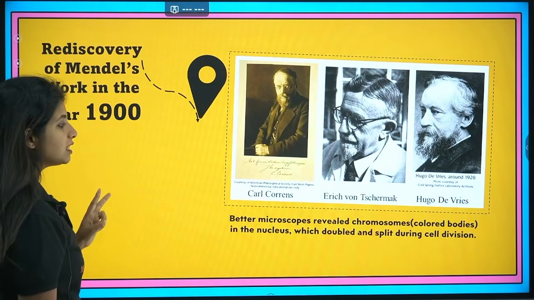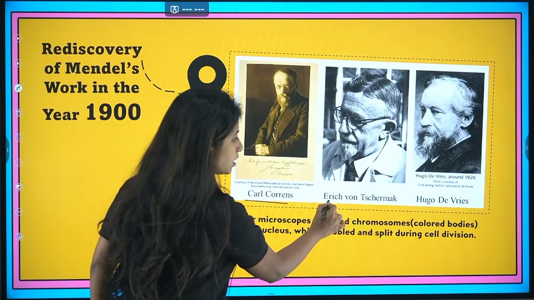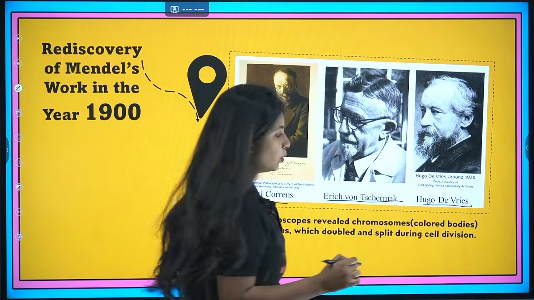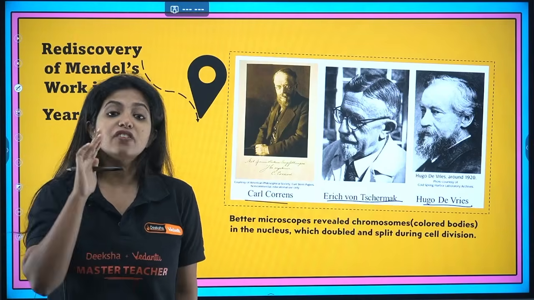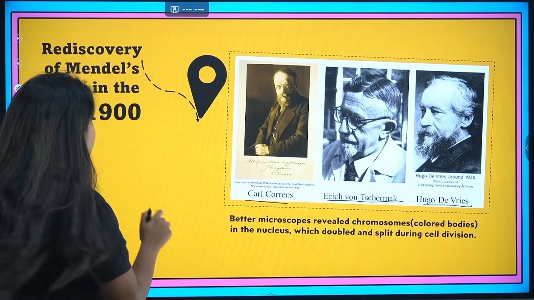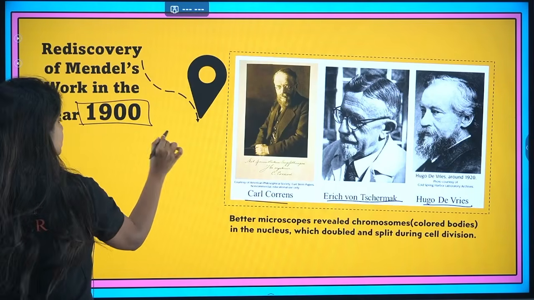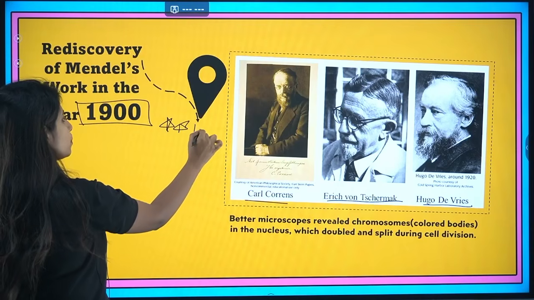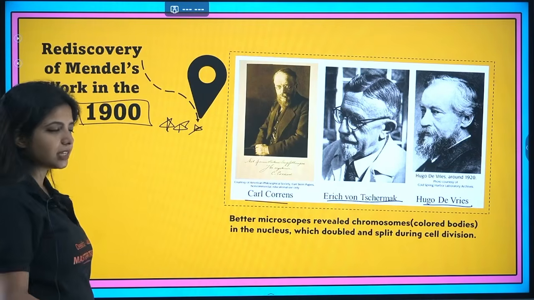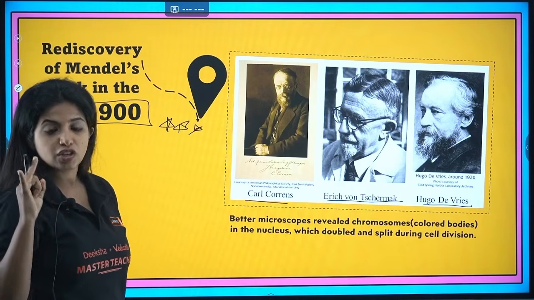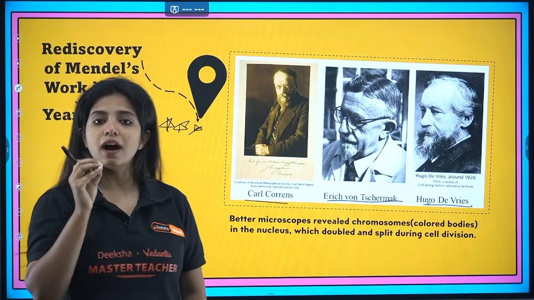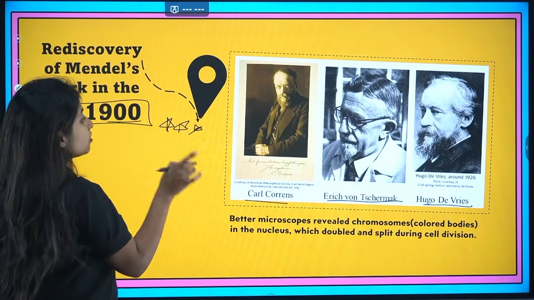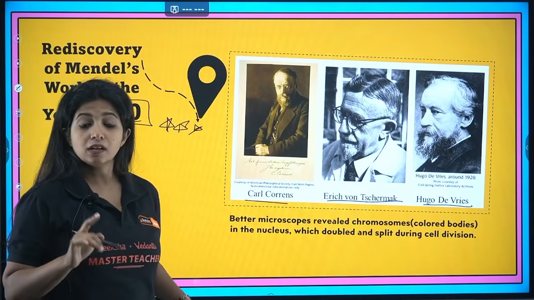Okay, why do I say that? So there were 3 scientists, Carl Correns, Erich von Tschermak and Hugo de Vries. Correns, Tschermak and Hugo de Vries, they rediscovered Mendel's work in the year 1900. Ma'am, is this an important question? Very important for your PU2 and your KCET. They always ask this. Correns, Tschermak as well as what? Hugo de Vries. In the year 1900, rediscovered Mendel's work.